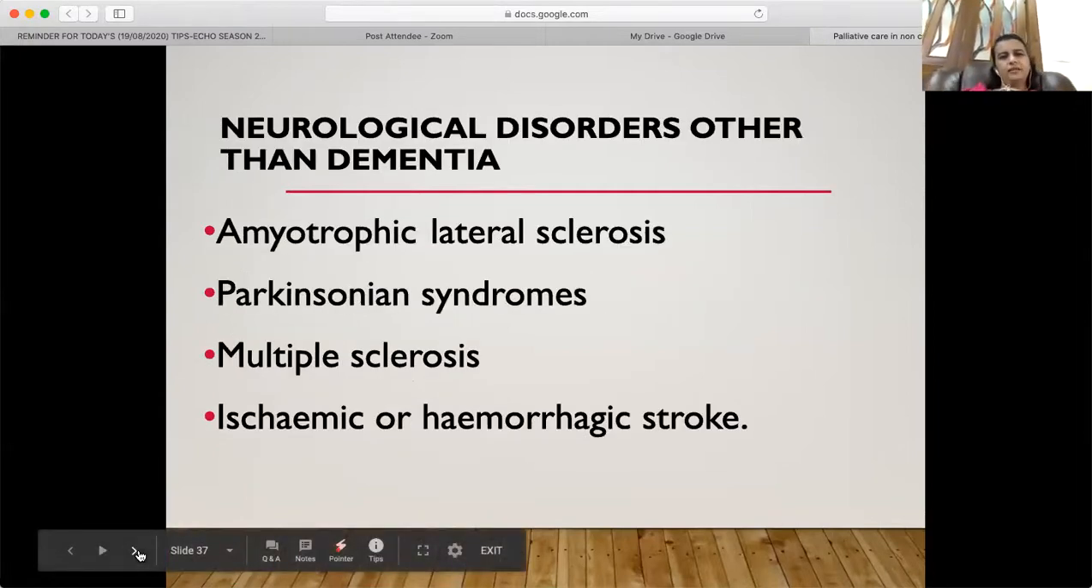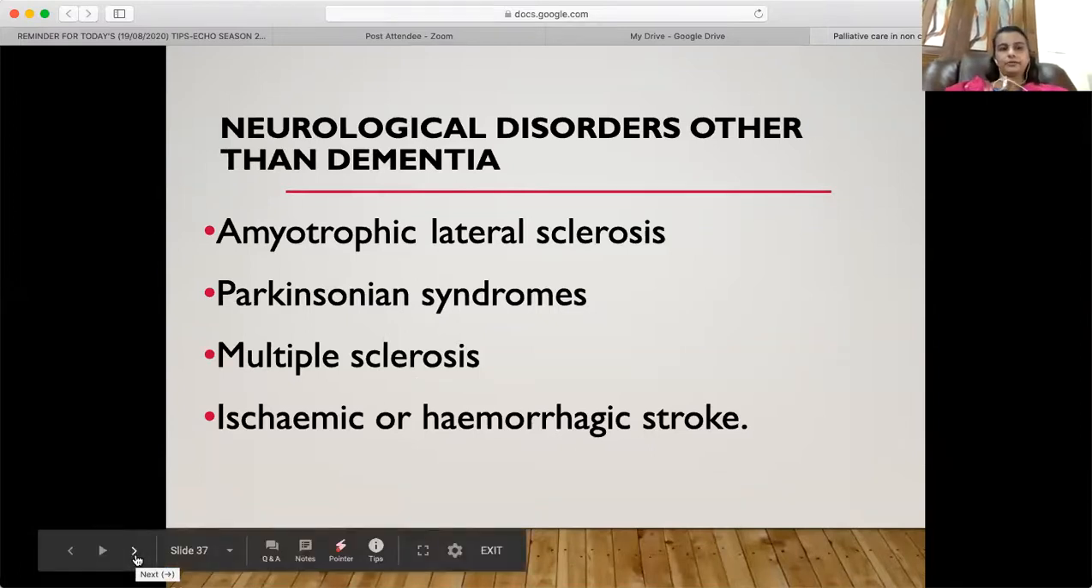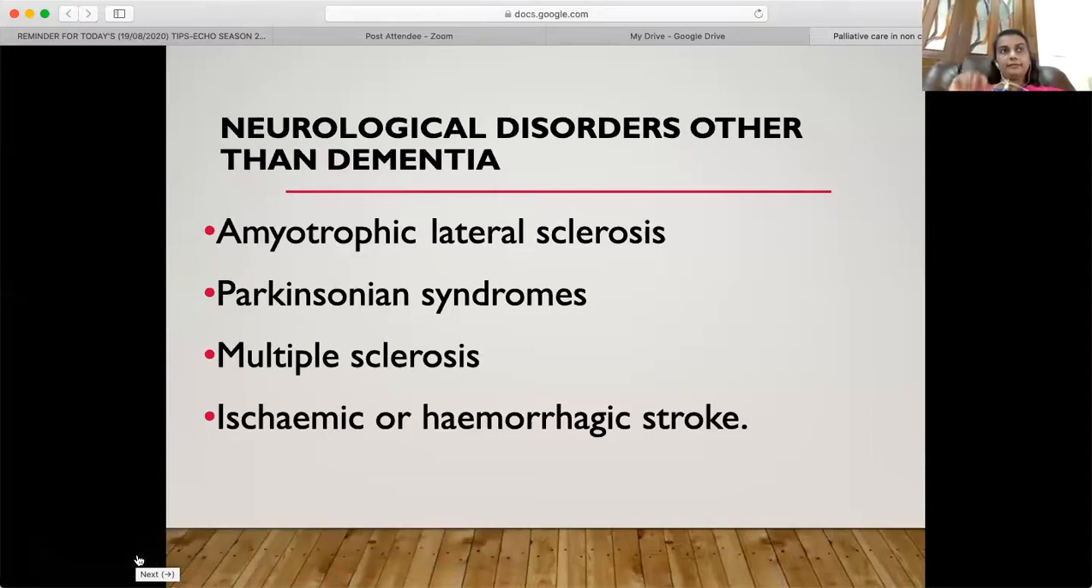A few words about the other neurological disorders other than dementia. You've got motor neuron disease or amyotrophic lateral sclerosis, Parkinson's syndromes, multiple sclerosis, ischemic and hemorrhagic stroke. Lots of neurological conditions are there where early palliative care is quite important. And I'm pleased to say that neuropalliative care is an emerging special interest group in India, where we've got consultants like Dr. Roop Gursahani, who's an eminent neurologist with special interest in Parkinson's disease as well as in palliative care. And they did the first CME on neuropalliative care quite recently in Kochi.